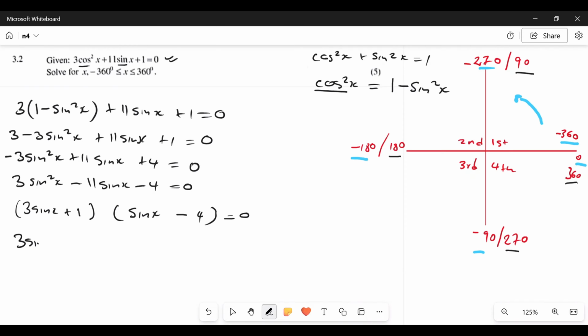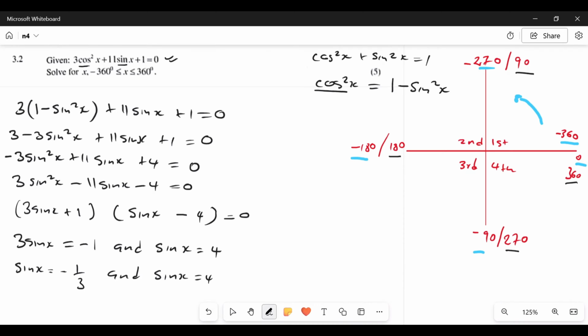It's going to be 3 sine x, and all this is going to be negative 1, because if you transpose this one here to the other side, it's going to be negative. And the other one there, we have sine x, all equal to 4. Now if you continue, to make sine x the subject of the formula, we have to divide by 3 on this one here. If we divide by 3, we're going to be left with sine x equal to negative 1 over 3. And then the other one, it's fine. We have sine x equal to 4.